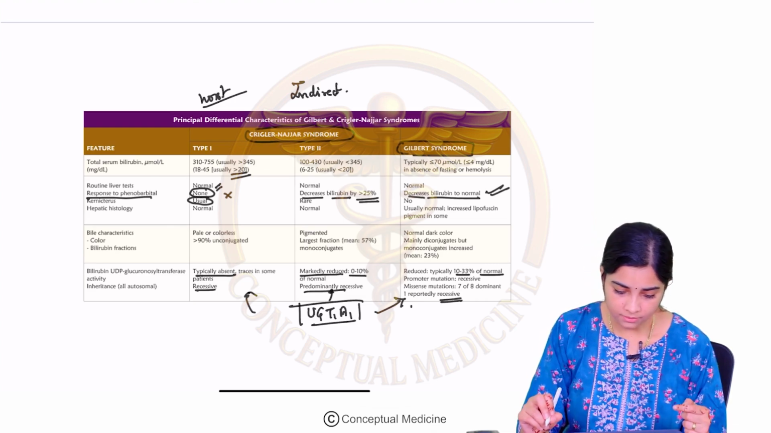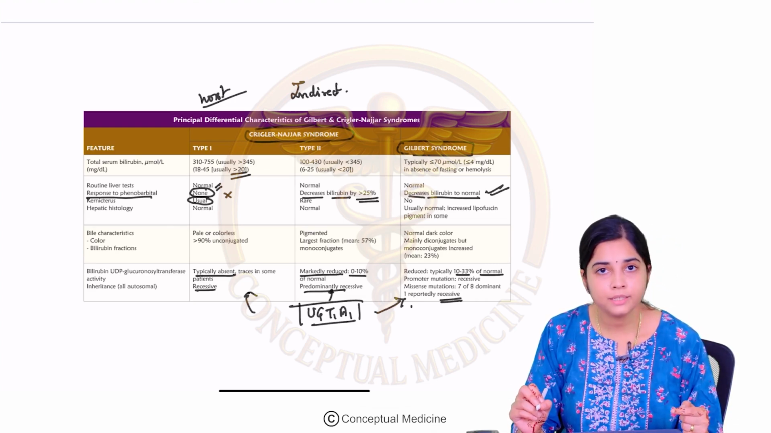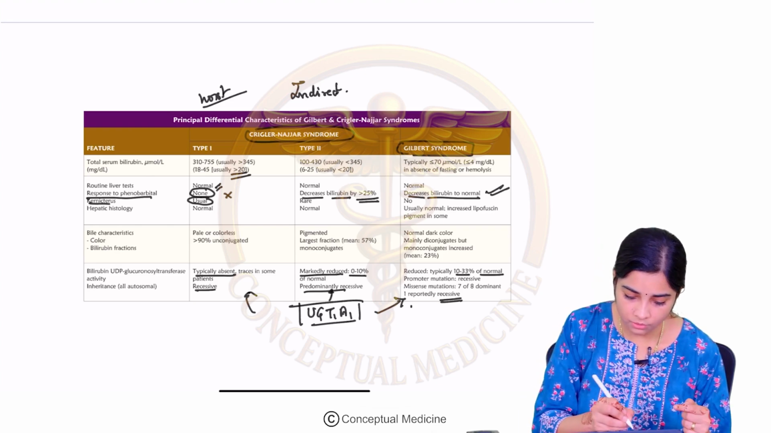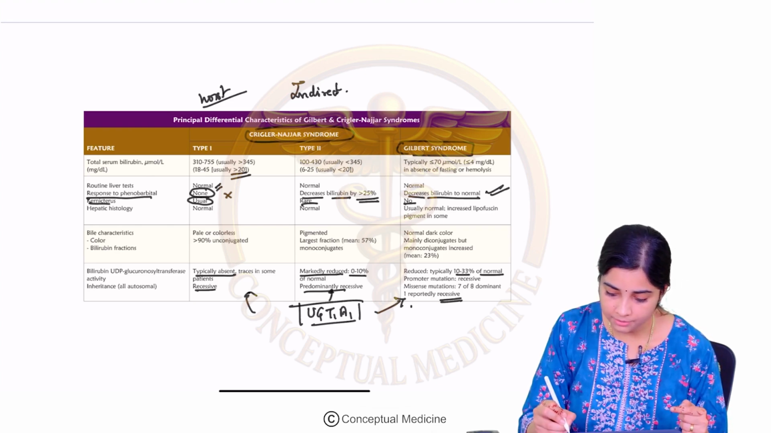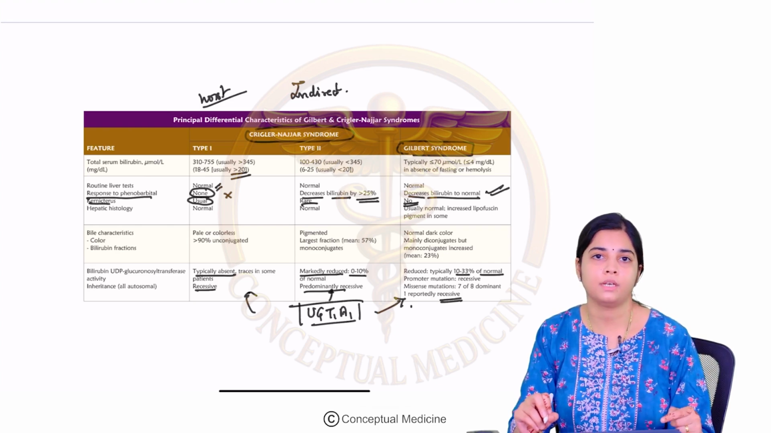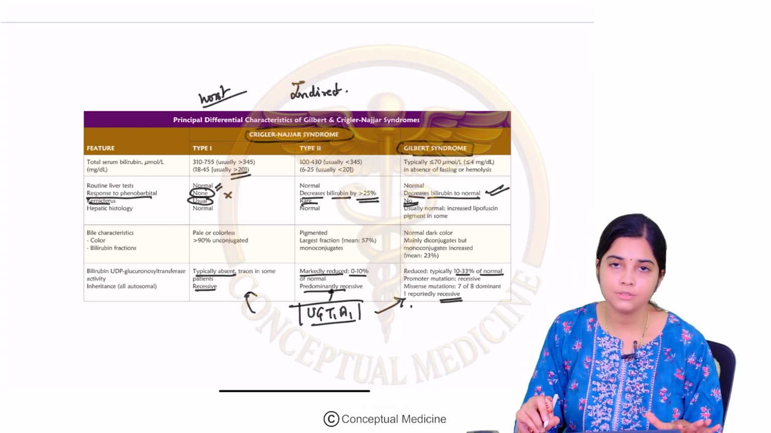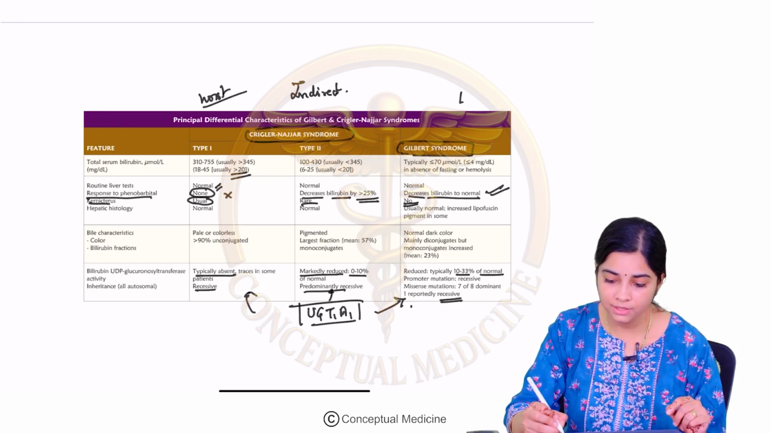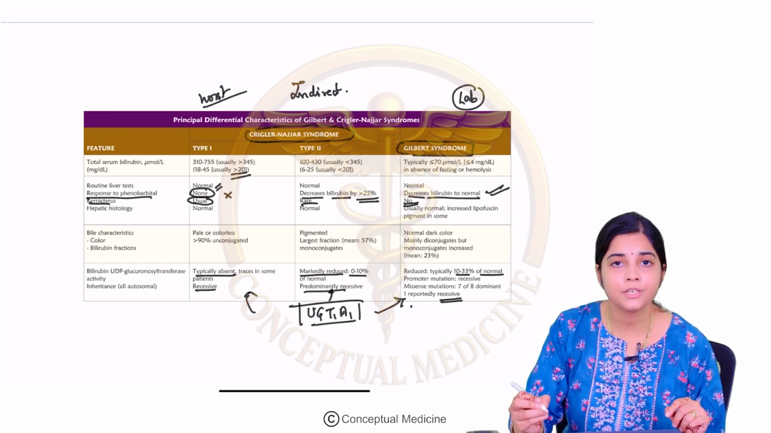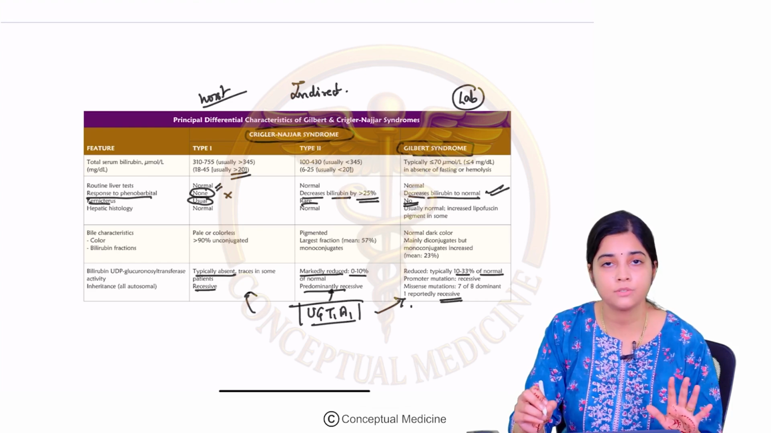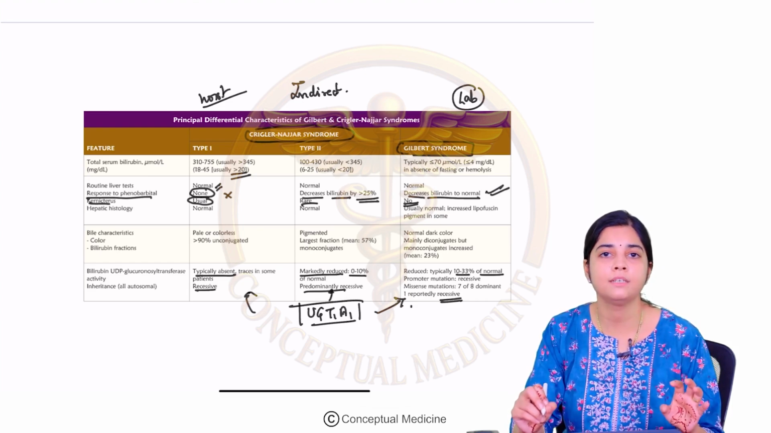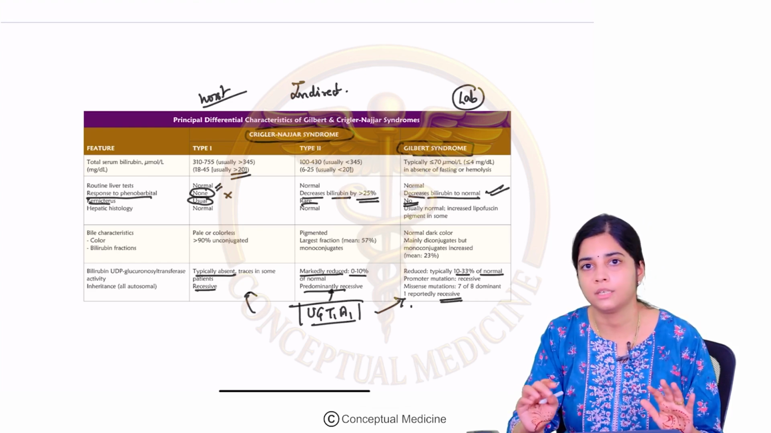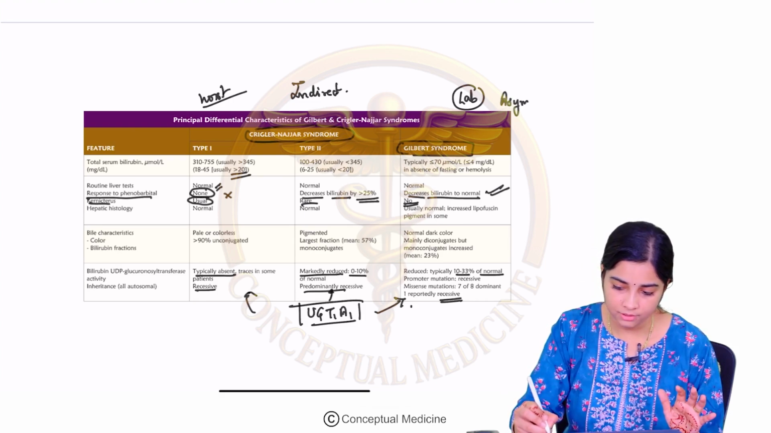What about type 2 and Gilbert syndrome? There is no kernicterus in Crigler-Najjar type 2 and Gilbert syndrome. So the worst prognosis is Crigler-Najjar type 1. Gilbert syndrome is most often undiagnosed in a lot of patients. When you do a routine lab investigation, they find these elevations and present to you, and they remain asymptomatic for a lifetime.